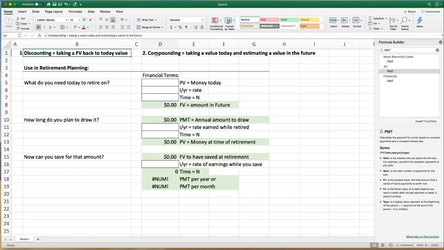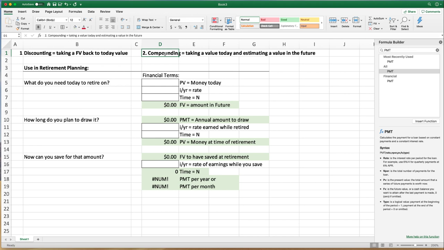The other way is to flip the coin around. It is sometimes useful to look at what value exists today and estimate the value in the future. That's called compounding. So anytime we look back at some value to get a present value, that's called discounting. Anytime we look into the future, that's called compounding. Those are the two terms.